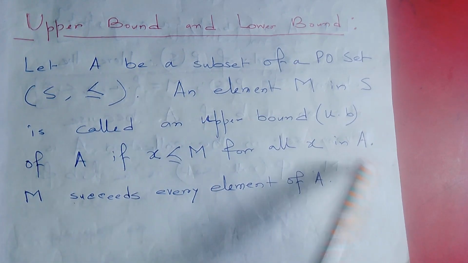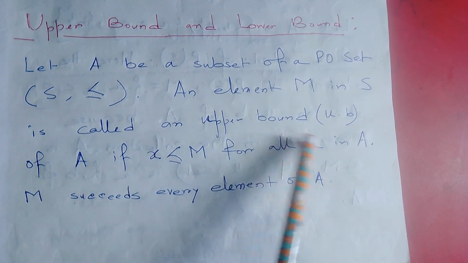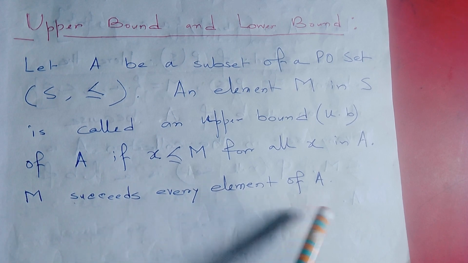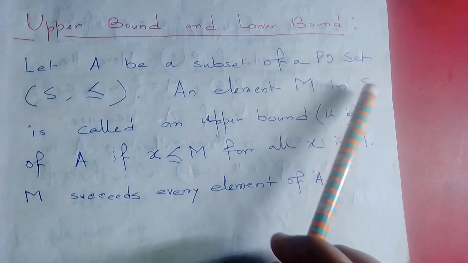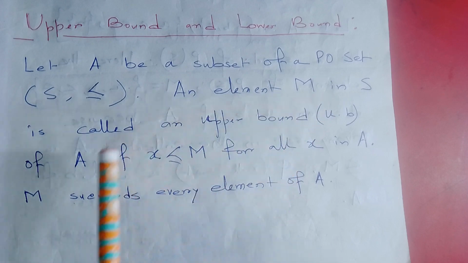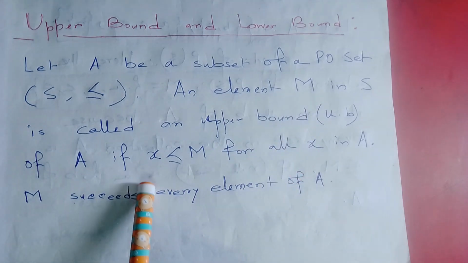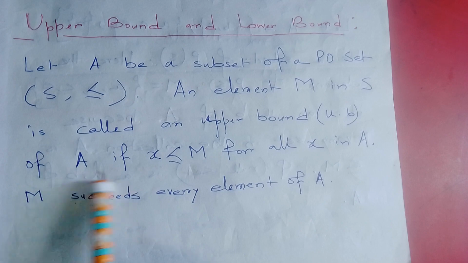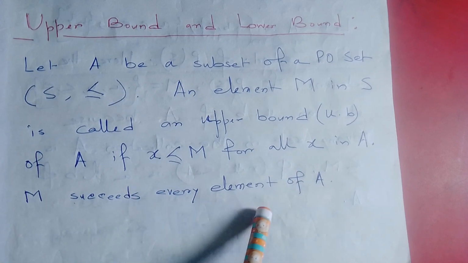Starting with upper bound and lower bound. Let A be a subset of a poset (S, ≤). An element M in S is called an upper bound of A if x ≤ M for all x in A. M succeeds every element of A. So there is a poset S, and there also exists a subset A of that poset, and an element M, which is greater than all other elements present in A. So M is called an upper bound, where M succeeds every element of A.